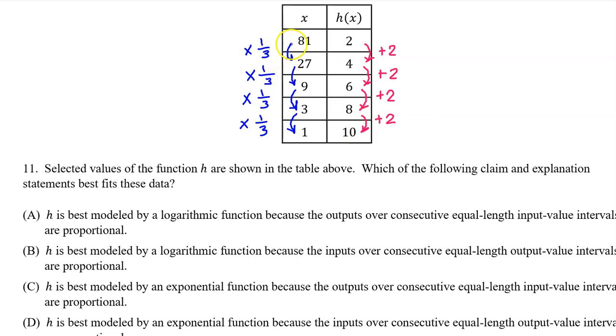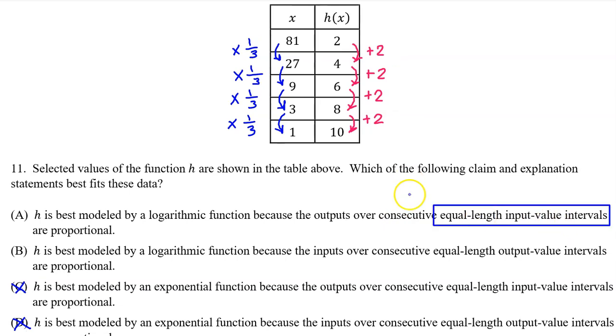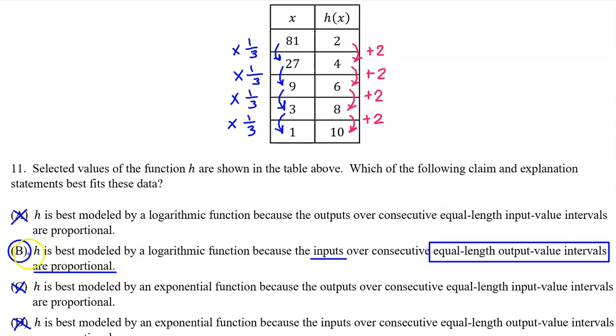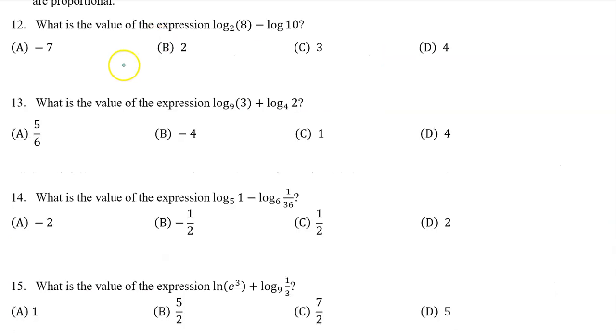And that's what we see. The input values are changing multiplicatively for equal length output value intervals. So h of x is definitely logarithmic. This means we can throw out options C and D, which say exponential. Now, which justification is correct? Option A is talking about equal length input value intervals. That's not what we have. The answer is B. h is best modeled by a logarithmic function because over equal length output value intervals, the inputs are proportional.